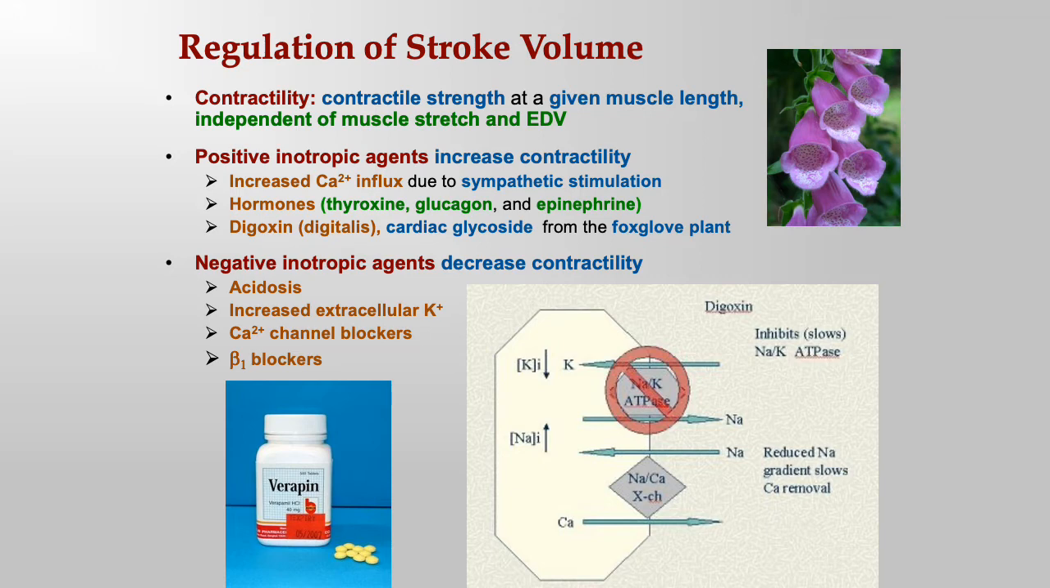I want you to know positive and negative inotropic agents because many drugs are based on this concept of increasing or decreasing the forcefulness of the contraction of the heart. And that will directly affect stroke volume. It will either increase or decrease the amount of blood pumped out.